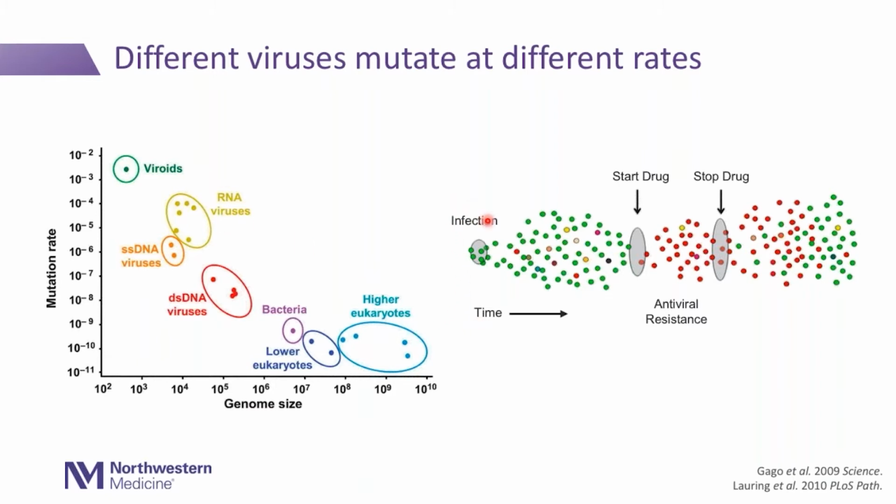So if we have an initial infection event shown here, over time, the virus will diversify. And if a drug treatment is started and an antiviral resistance mutation is present in the population, you'll very quickly get selection and the evolution of an antiviral resistant population, rendering the drug ineffective. Now, if this drug is stopped, of course, the population can continue to diversify once again.